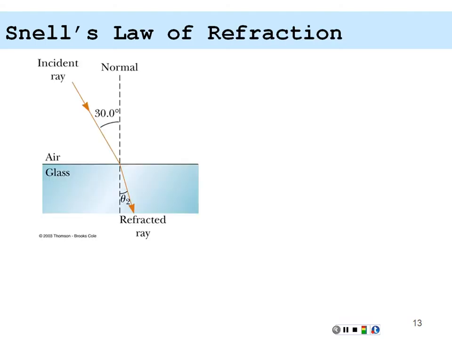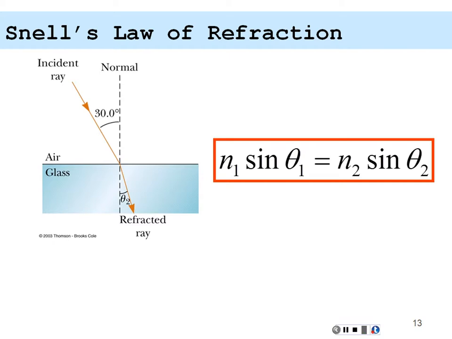This brings us to Snell's law of refraction. And it goes like this. Index 1, sine theta 1, which would be the sine of our incident angle, is equal to index 2, sine theta 2, where theta 2 is the angle of our refracted ray. So this is Snell's law and applies between an interface between two media for light.